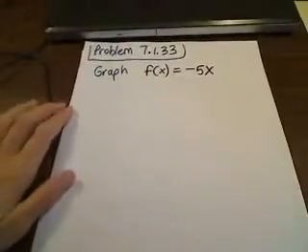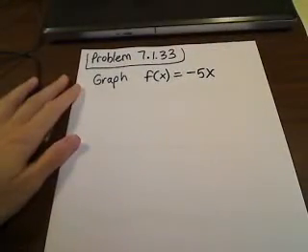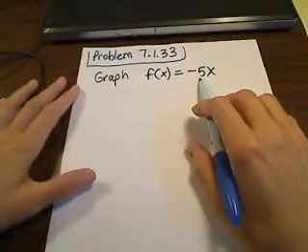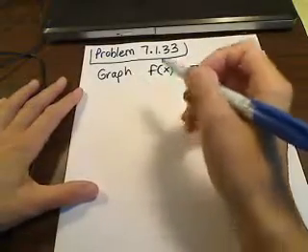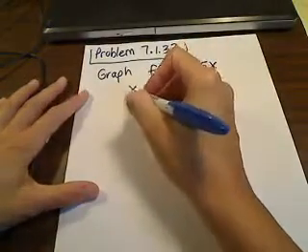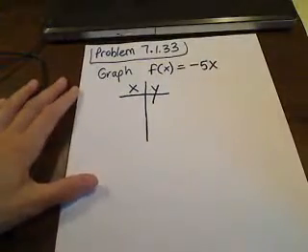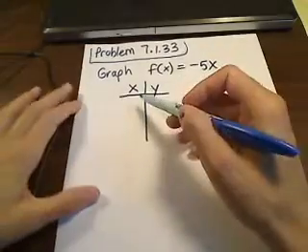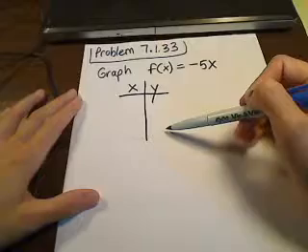Okay, so this problem here is from section 7.1, and they're asking us to graph f of x equals negative 5x. Okay, and in order to graph this, there are several ways, and one way is to simply make an xy chart where you pick some values for x and then you get out some values for y.